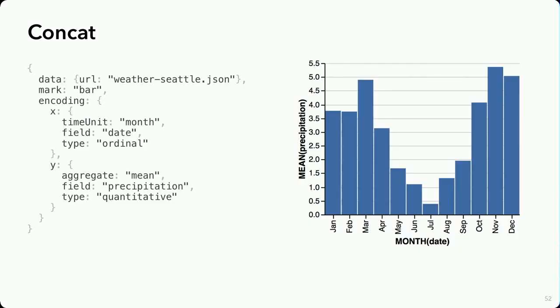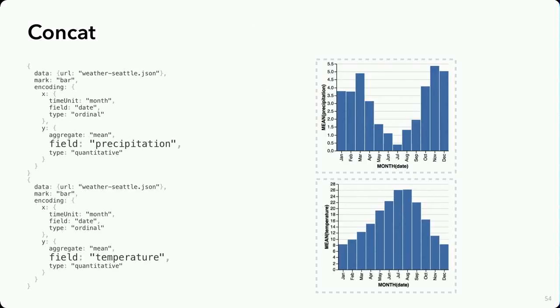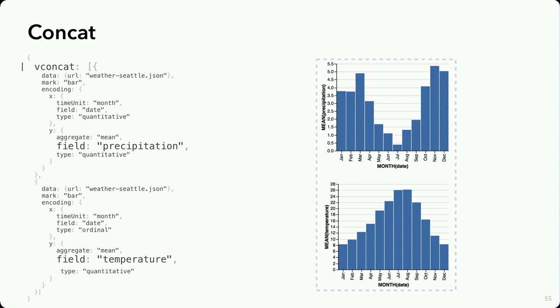Another operator is the concat. And we can use it to take a single view, like the histogram that we had in the beginning, and visually concatenate it with another view. In Vega-Lite, you invoke this by just wrapping multiple single view specifications in an array, and then nest them under the concat keyword. Here we have the vconcat, which is for vertical concatenation. We also have hconcat for horizontal concatenation.